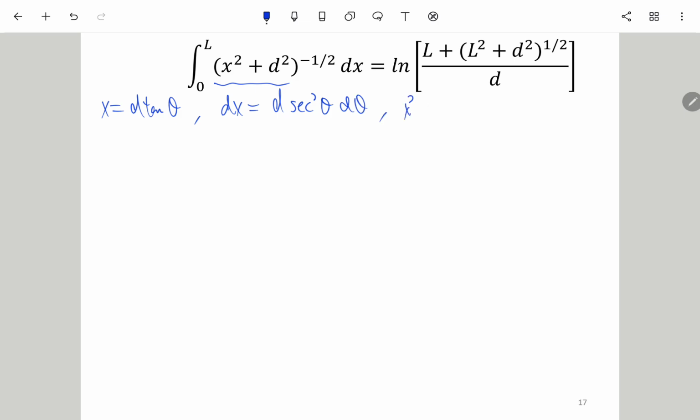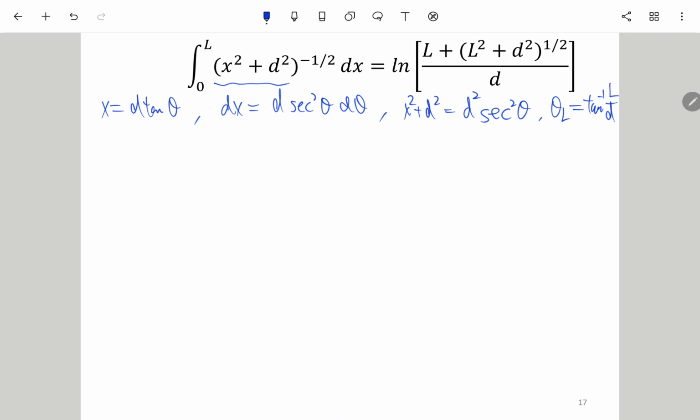So in such a way, x squared plus d squared will be d square secant square of theta, because 1 plus tangent square will be secant square. Here we also assume that theta L will be arctangent of L over D. Arctangent of L over D.